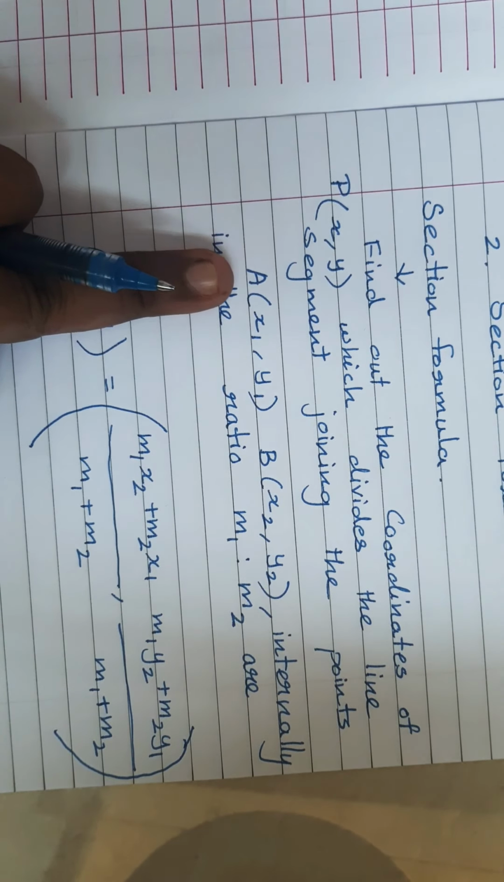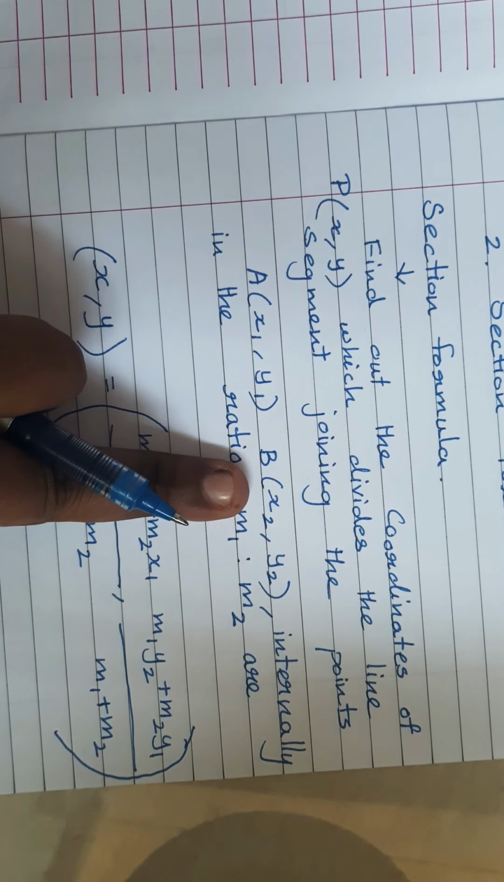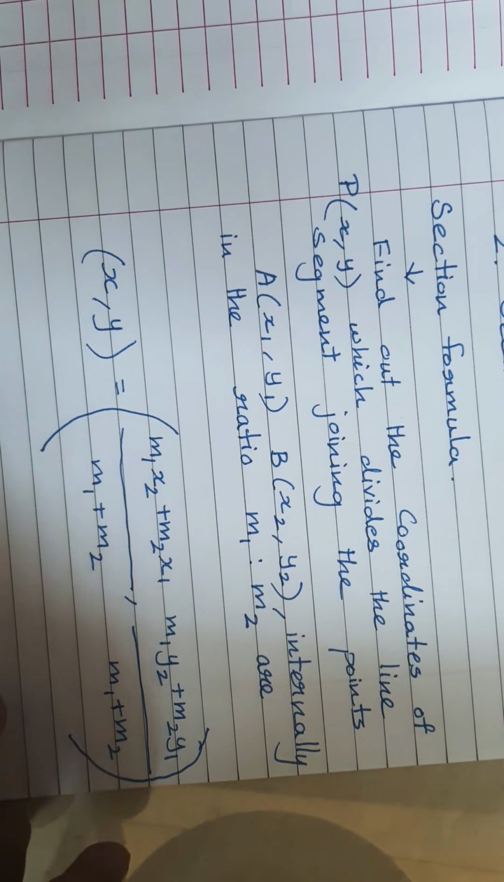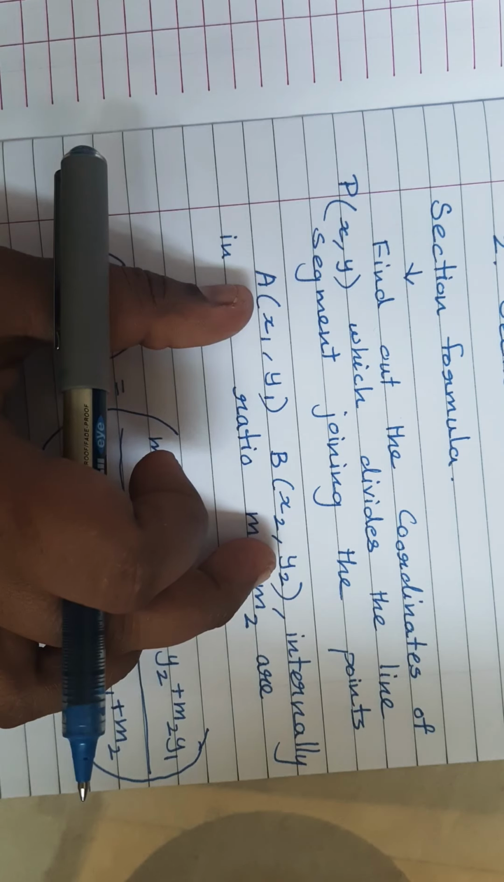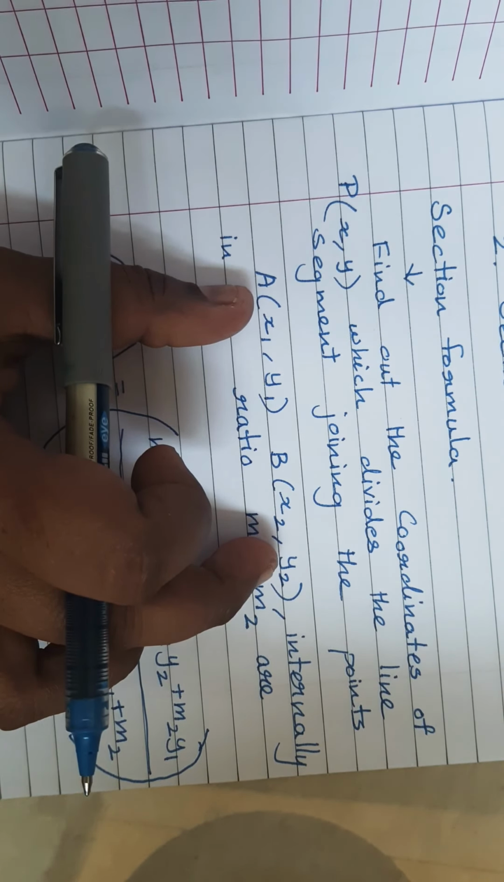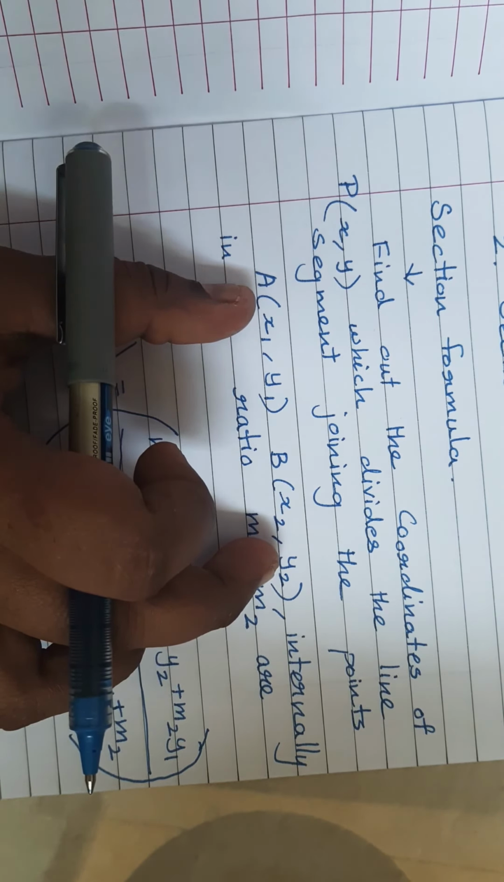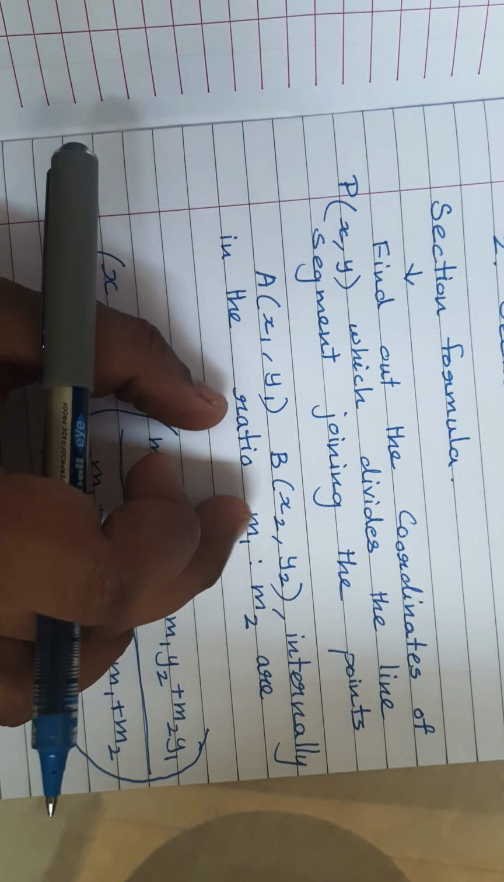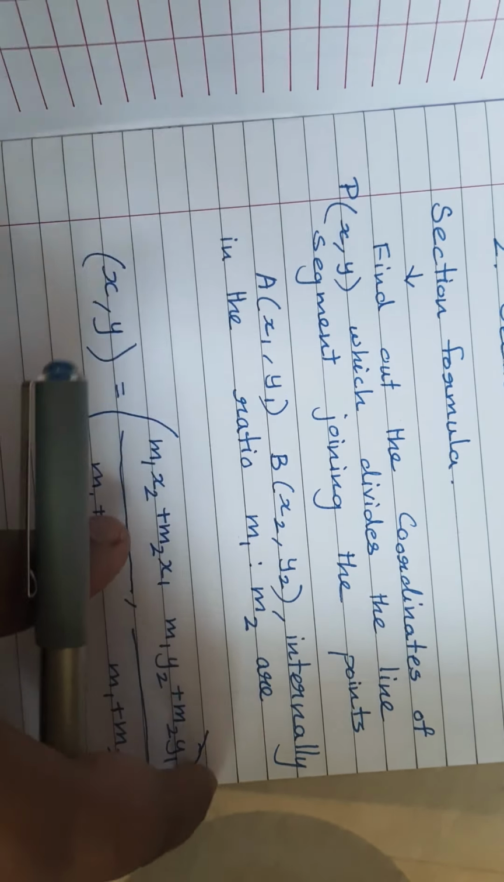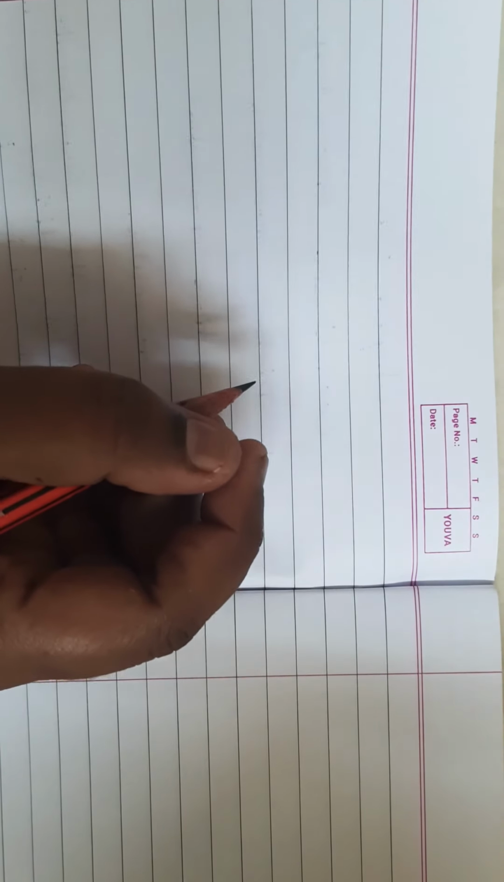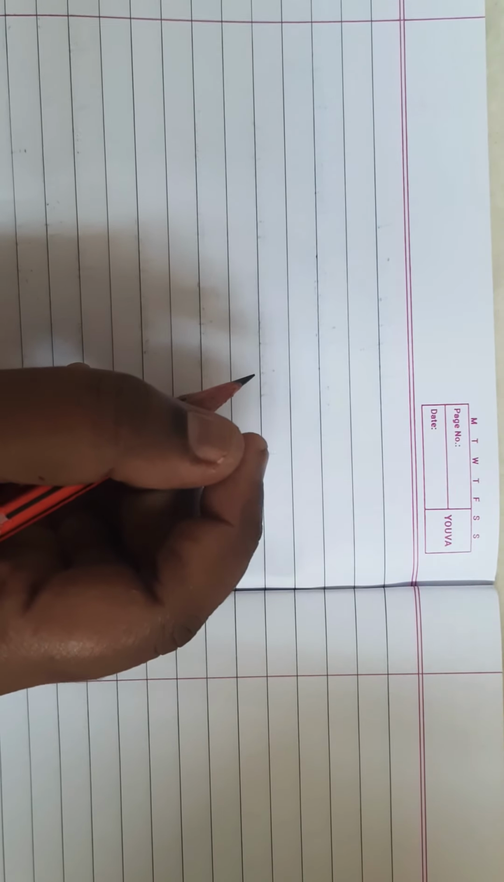The given concepts are one point A and the next point B. Suppose these 2 points are dividing, and a new point is introduced. You have to find out that introduced point, and for that point only you use this concept, the section formula. I will give the diagram of the concept, then you can understand easily.